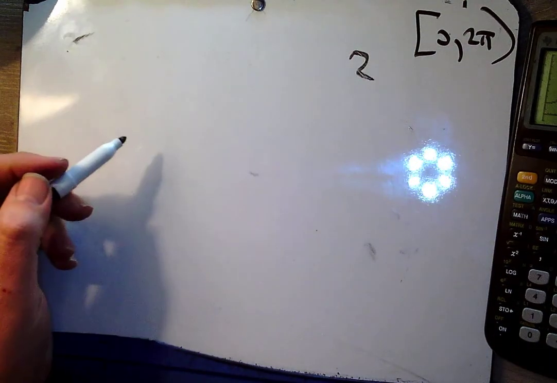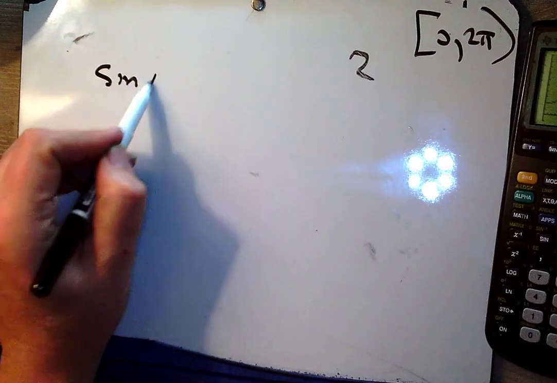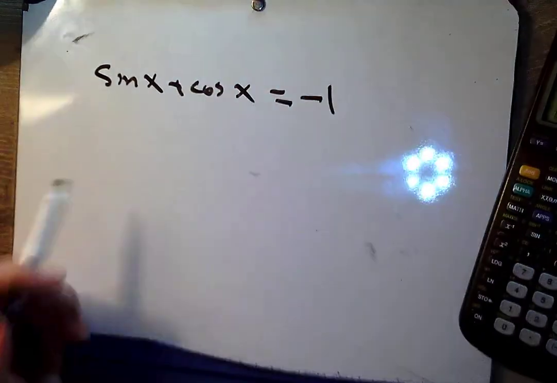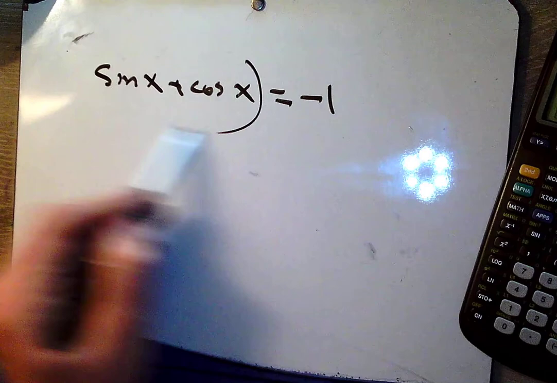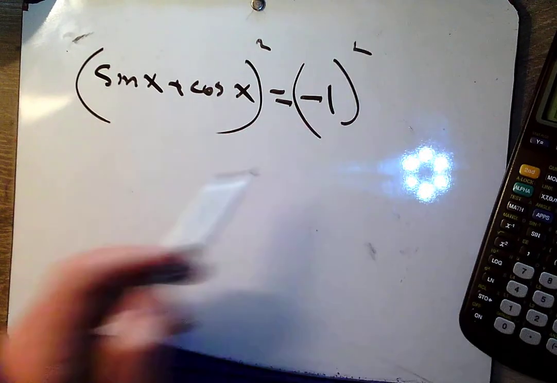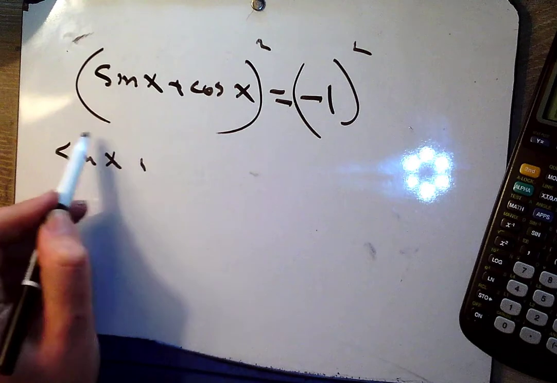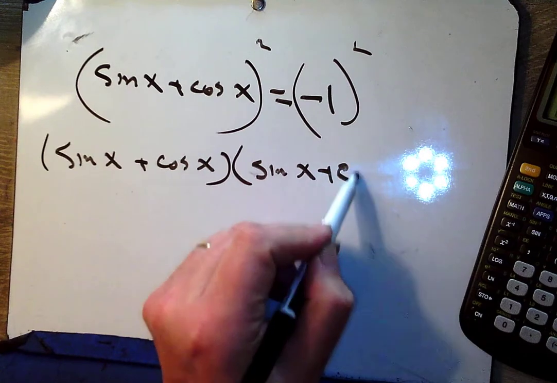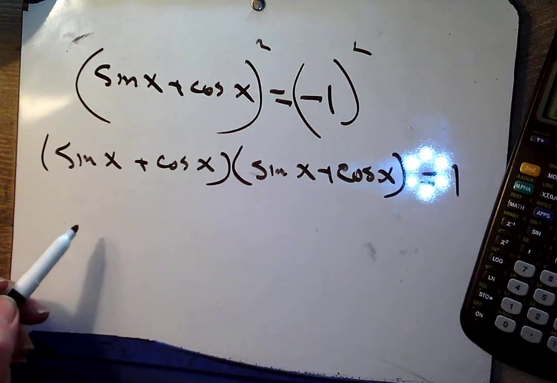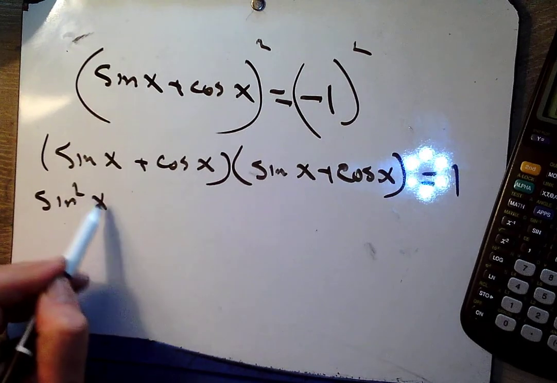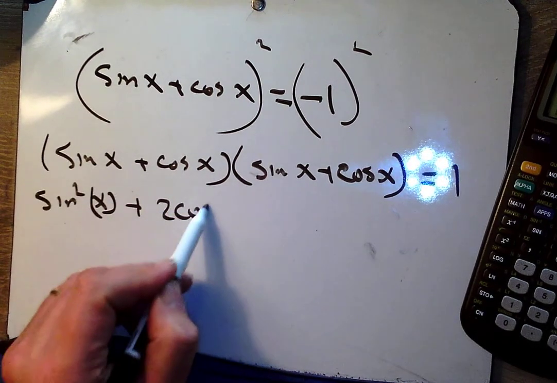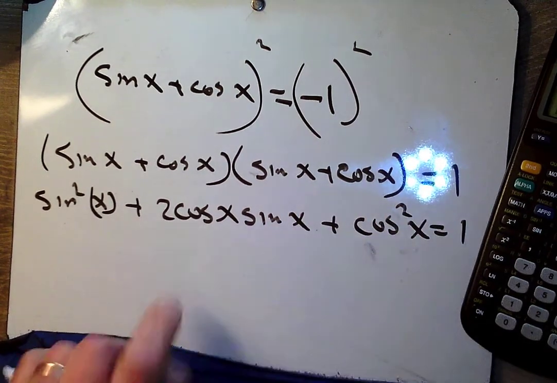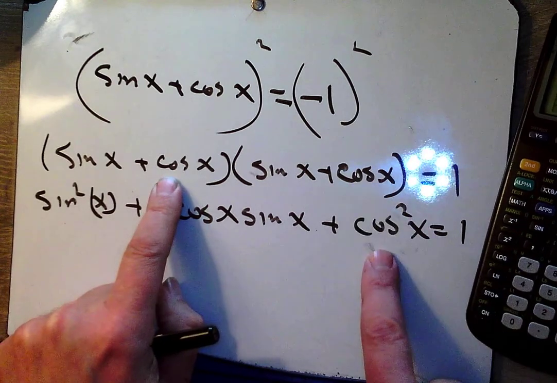What are you going to do here? Sine x plus cosine x equals negative 1. Okay. This is the one where we said we needed to square both sides. So sine x plus cosine x times sine x plus cosine x equals 1. Okay, so I FOIL. I get sine squared x plus 2 cosine x sine x plus cosine squared x equals 1.